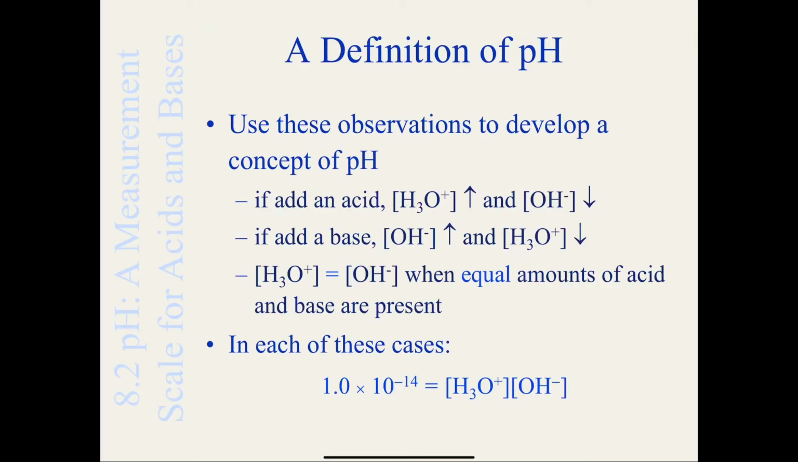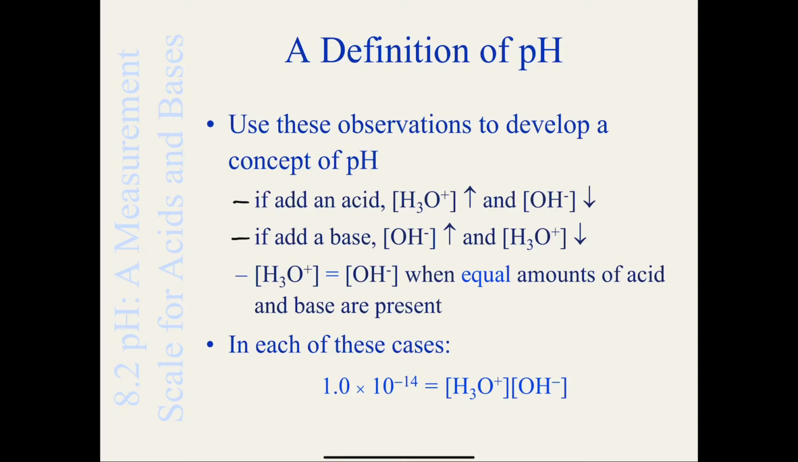Let's use the following bullet points to help us develop a further understanding of the concept of pH. The first one says, if I add an acid, I'm increasing the concentration of hydronium. Well, that makes sense. Hydronium is a strong acid. And if I'm increasing the concentration of hydronium, I'm lowering the concentration of hydroxide. Conversely, if I'm adding a base, I'm going to be increasing the amount of hydroxide and lowering the amount of hydronium.